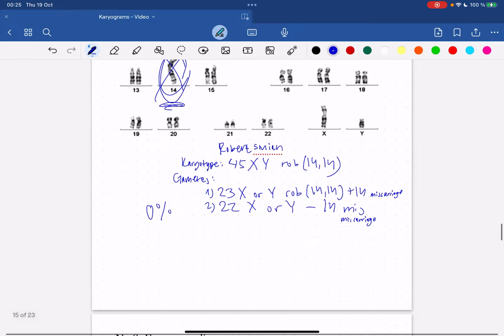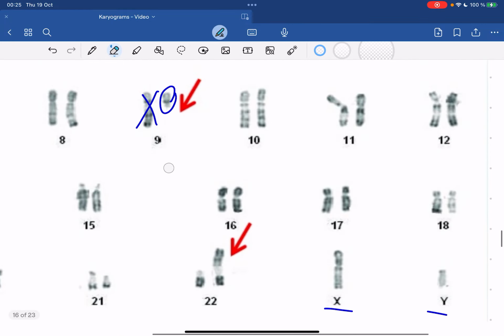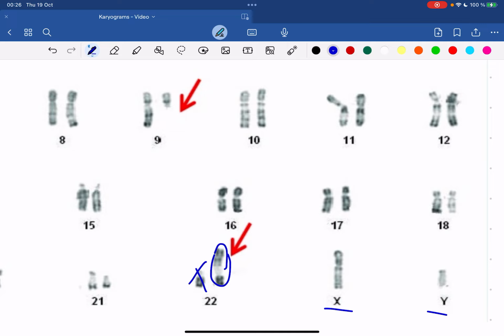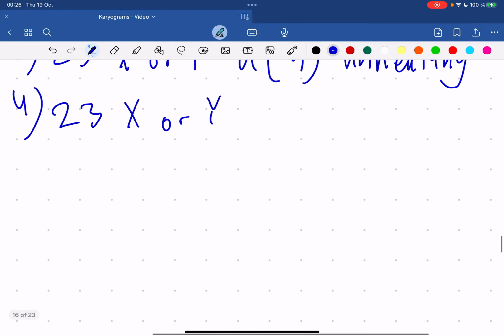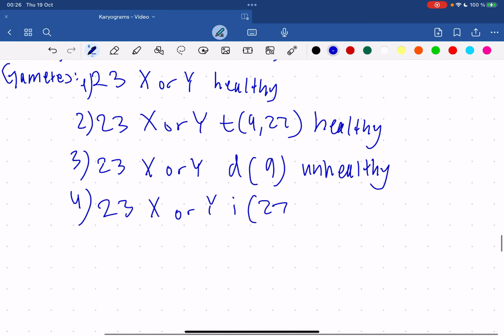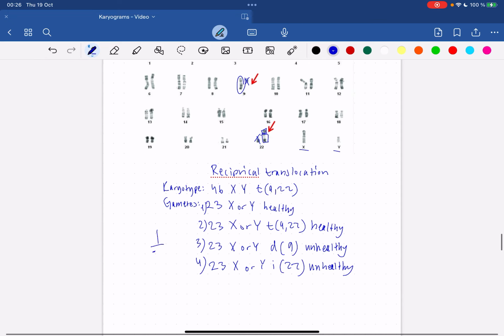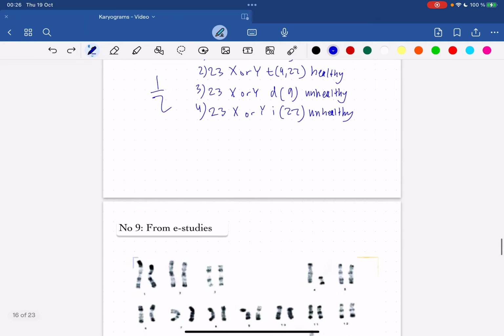Meanwhile, the other way around, if we instead took this one and not that one, this would be an insertion because we have an additional piece right here in addition to the normal 22 chromosomes, so that would be an insertion in 22, and that would also be unhealthy. So in this case, the number of healthy children will always be 1/2. Again, like I said, in reciprocal translocation, in deletion, and insertion, the number of healthy children will always be 1/2.